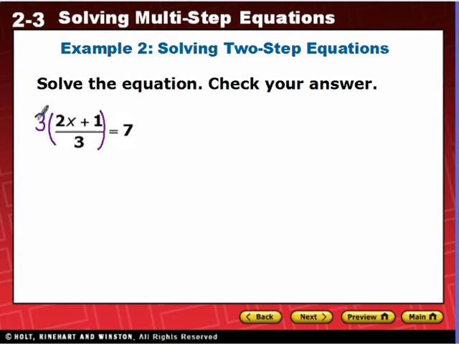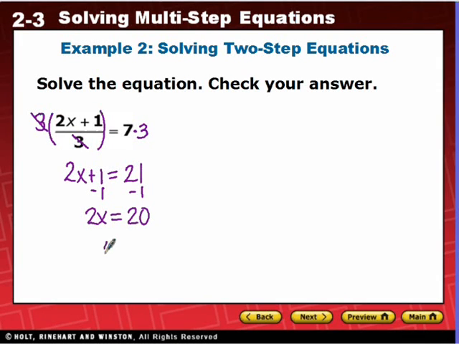So we get our fancy form of 1, our foo, right? And so this 3 and the 3 in the denominator cancel out. I don't really have anything to distribute. All I'm left with is actually 2x plus 1 equals 21. Subtract 1 from each side, and I'm left with 2x equals 20. Divide both sides by 2, and if 2x is equal to 20, then 1x has to equal 10.